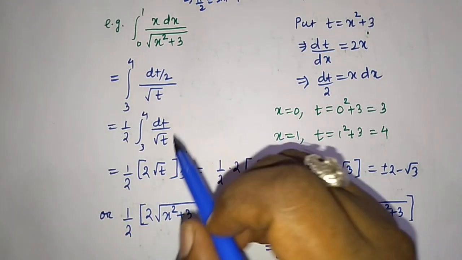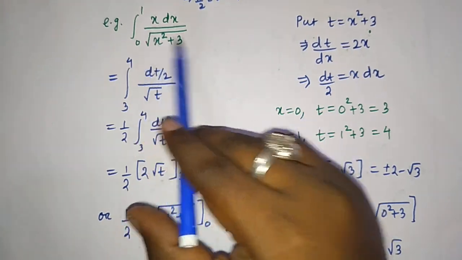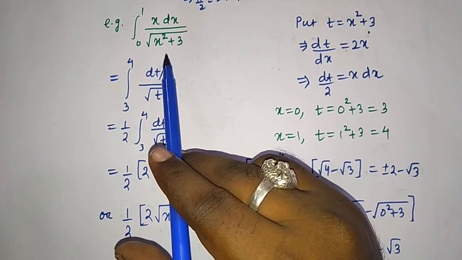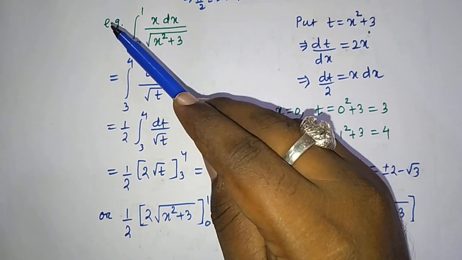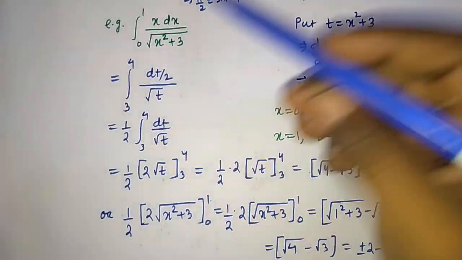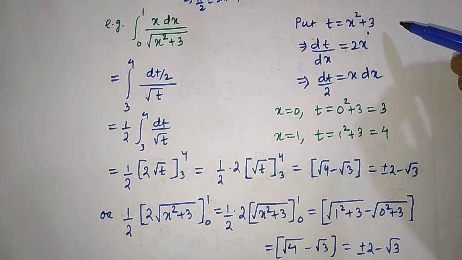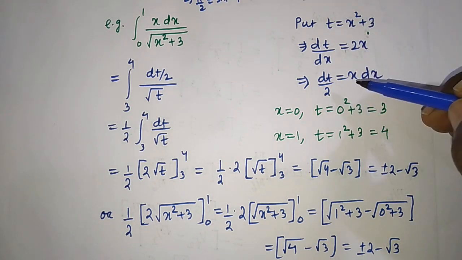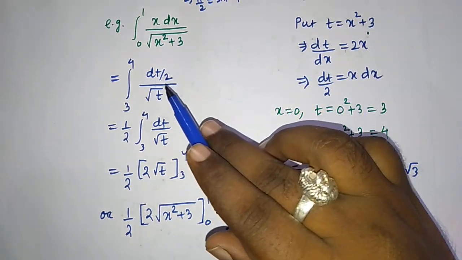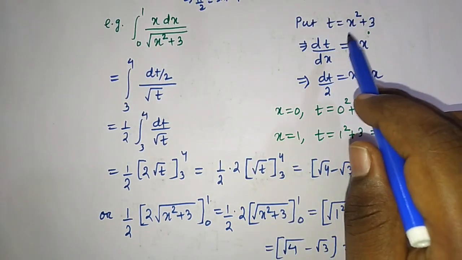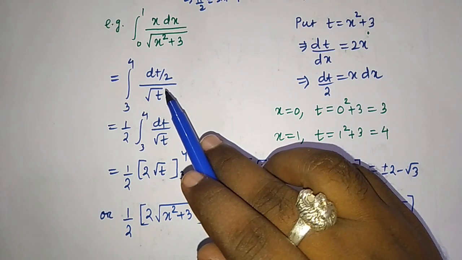See here, we have to integrate x divided by root over of x square plus 3. Okay, you know we can integrate this function by using substitution method. So start here. First what you will do, you will put t equal to x square plus 3, then you will get dt by 2 equal to x dx. Put dt by 2 in place of x dx, then you have got dt by 2, and put t in place of x square plus 3. Here I have put, then you have got root t.